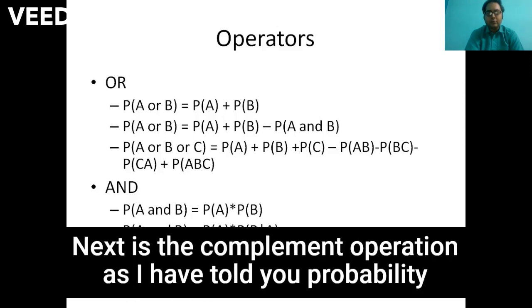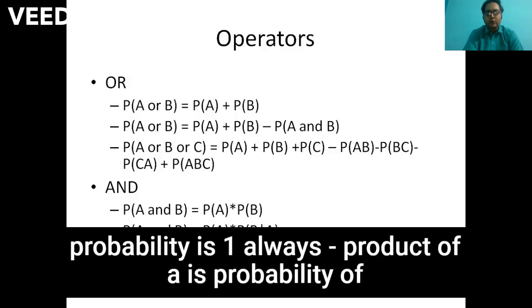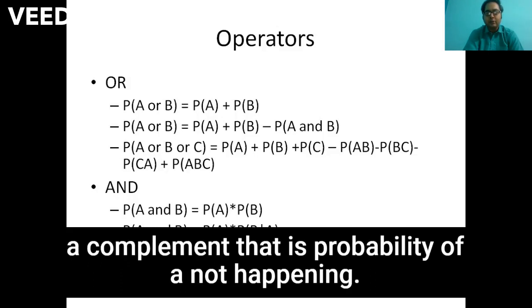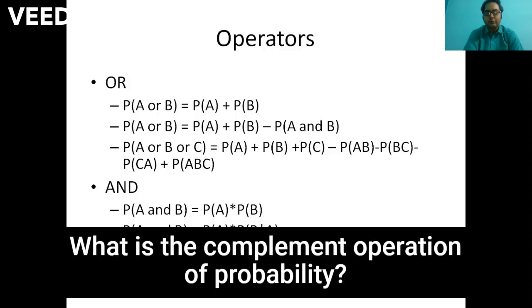Next is the complement operation. As I have told you, probability of A complement is 1 minus probability of A. That is, total probability is always 1, minus probability of A is probability of A complement. That is the probability of A not happening. That is the complement operation of probability.